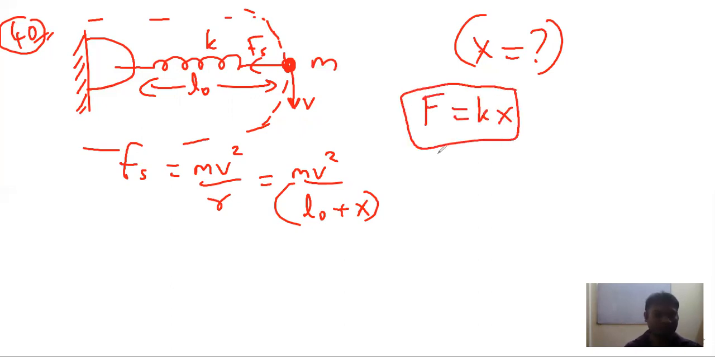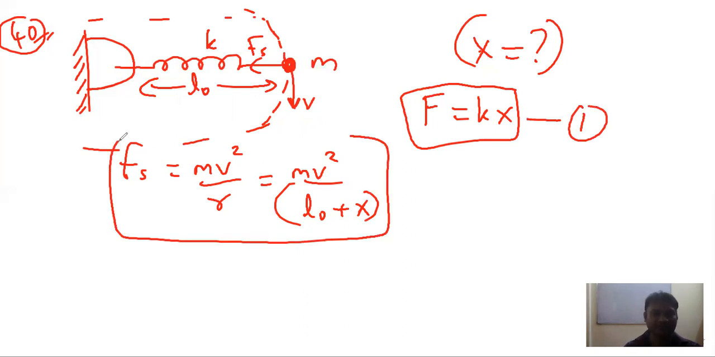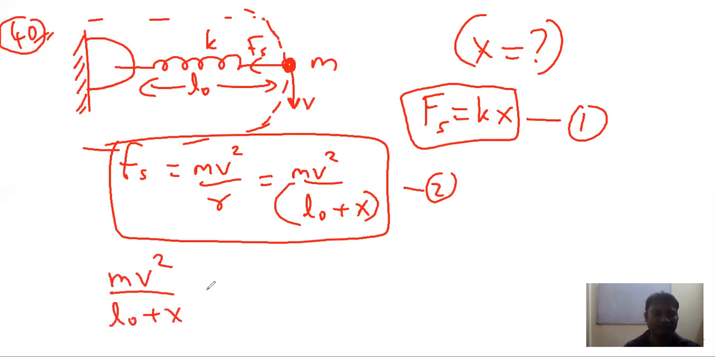So after this, the spring force is kx. You know this spring force is kx. And we have this spring force expression. So one is this expression, another expression is this expression. Because the LHS of the two expressions is the same, the force of the spring, we can equate the RHS. So mv square upon L0 plus x is equal to kx. So now we will get a quadratic in x. So let us cross multiply: kx L0 plus kx square.